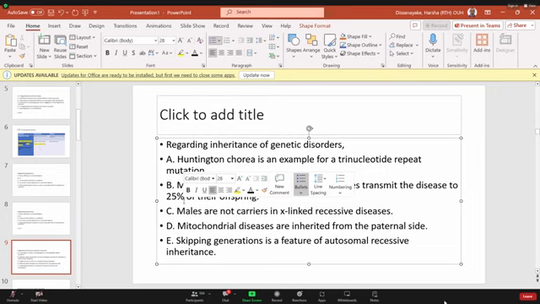So he will be a diseased individual. So this is true. Males are not carriers in X-linked recessive disease.